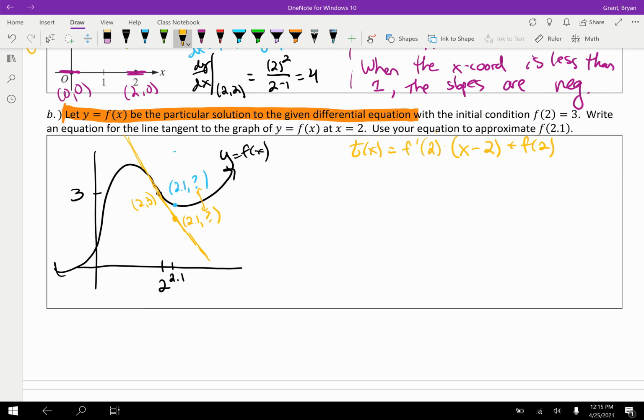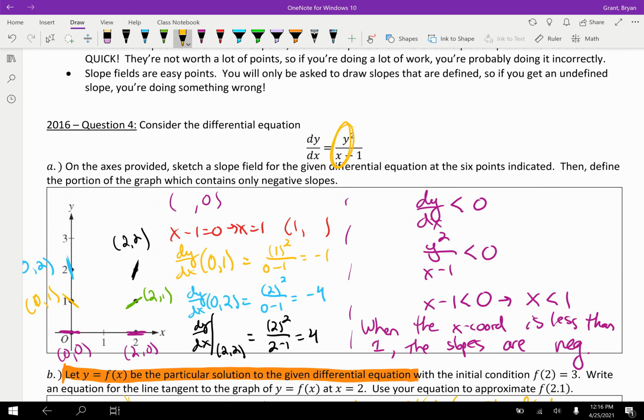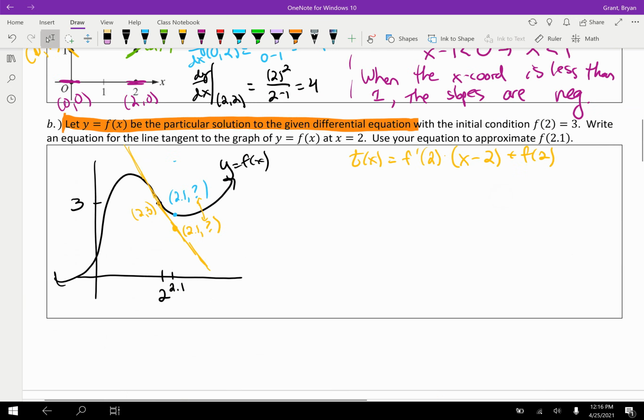And second, I'm not going to write f prime of 2 because to me that means a function where you only have one input. But if you look at our f prime or our derivative function, there are two inputs, x and y. So I actually prefer to switch this up, and I'm going to say we're going to write dy dx at the point 2, 3.